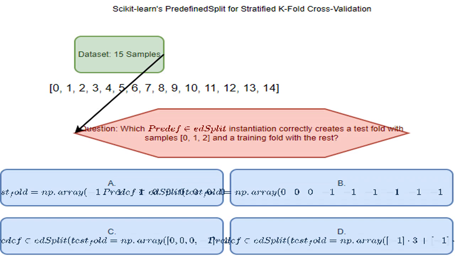This line sets the stage by identifying the machine learning library, scikit-learn, and the specific technique, PredefinedSplit, we're using for creating our training and testing data splits. We're essentially learning how to perform a stratified k-fold cross-validation. That is, we are using predefined splits.